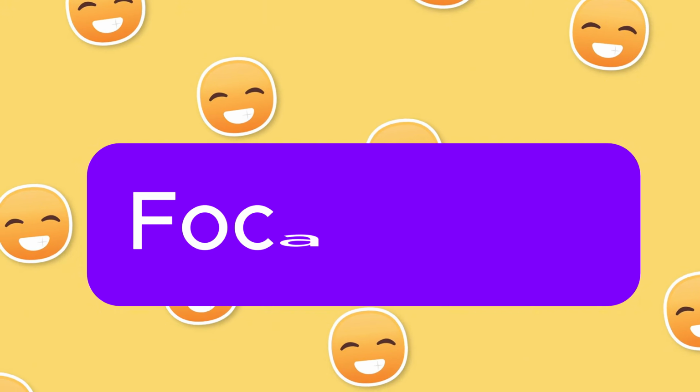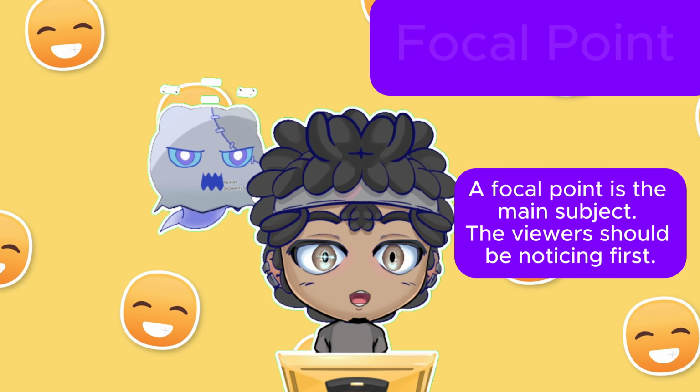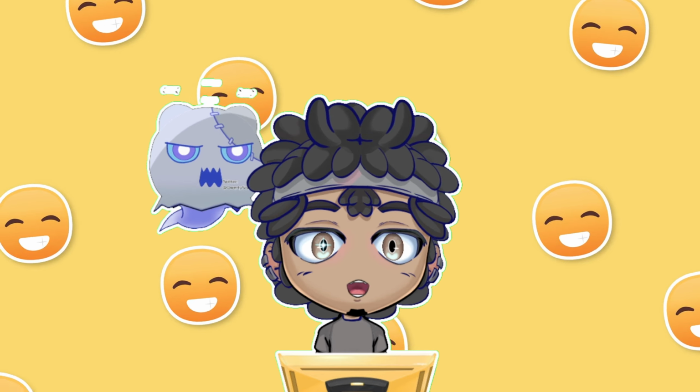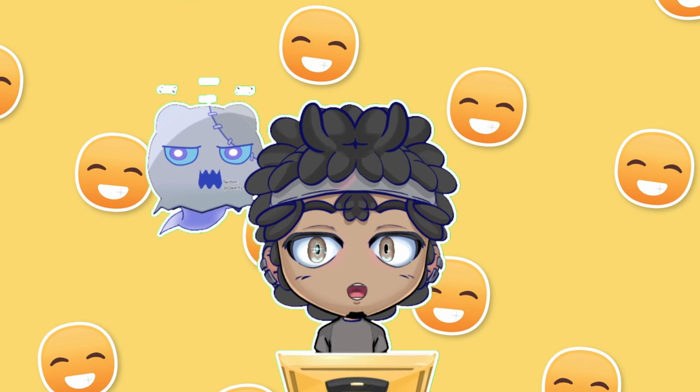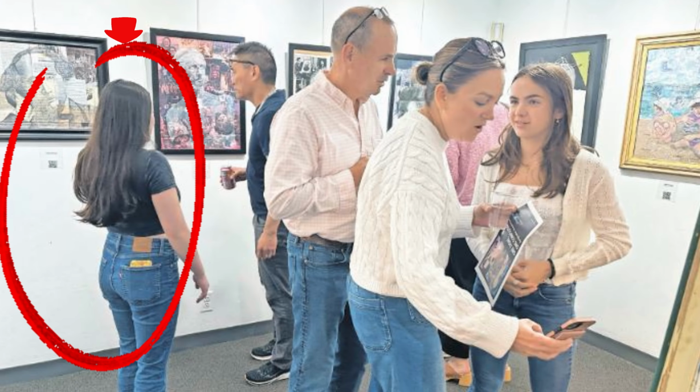That's what we call a focal point. A focal point is the main subject the viewer should be noticing first. Every strong composition usually has one clear focal point. Sometimes two, but usually one, putting focus onto your subject. We can use contrast like light and dark, color difference, detail, placement, and lighting.